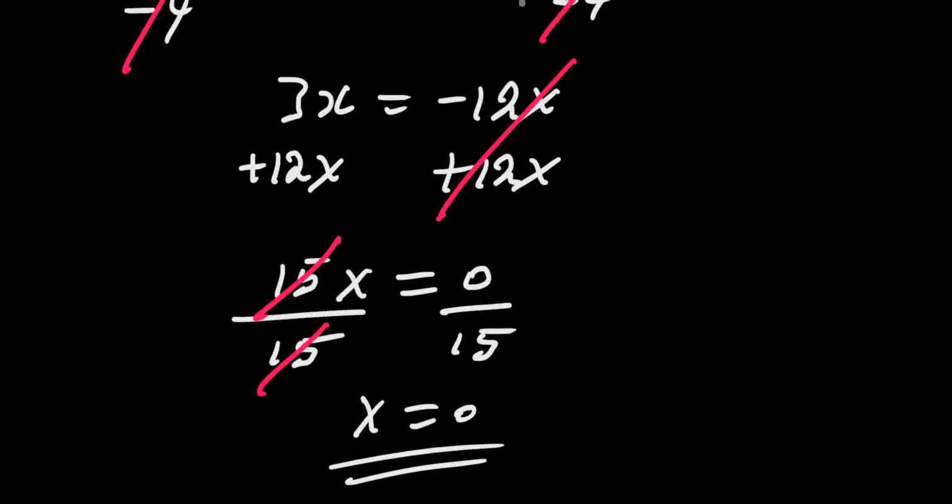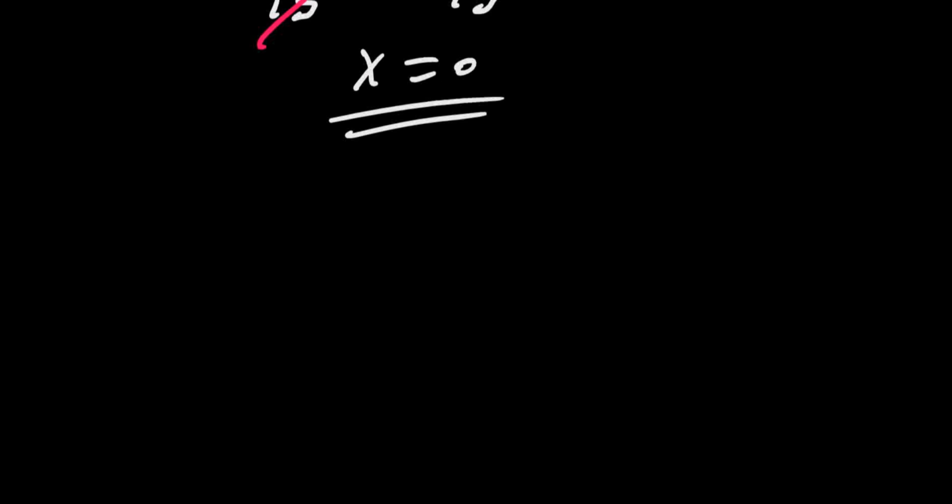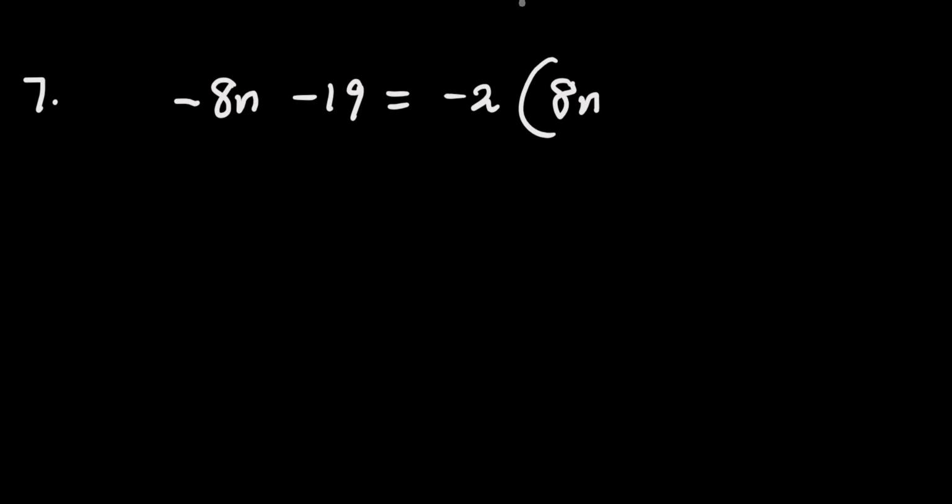All right. Let's take another question. Question 7. If you have negative 8n minus 19 equals negative 2, open parenthesis, 8n minus 3, close parenthesis, plus 3n.